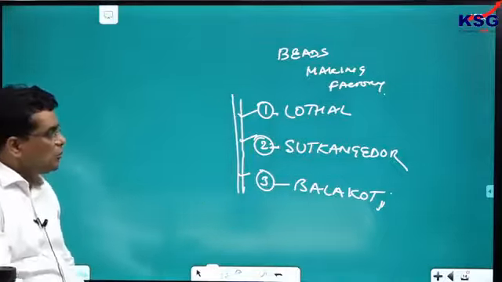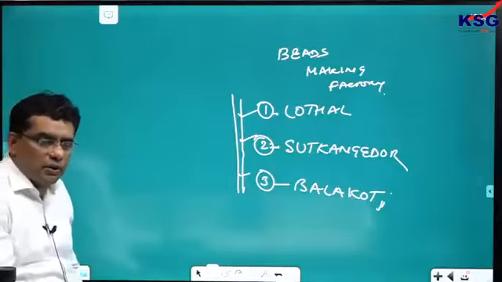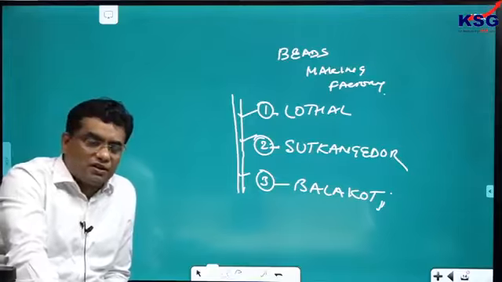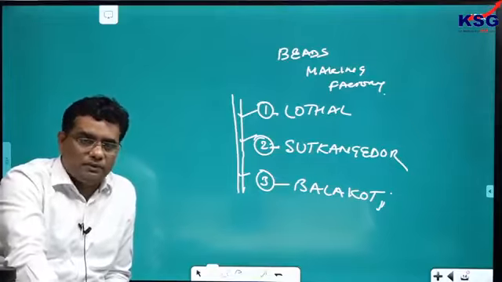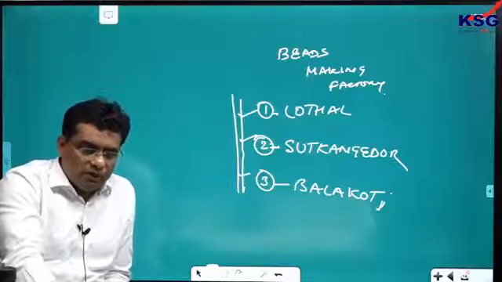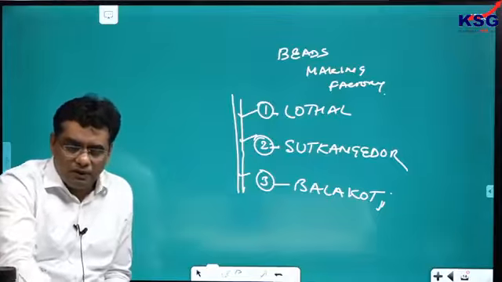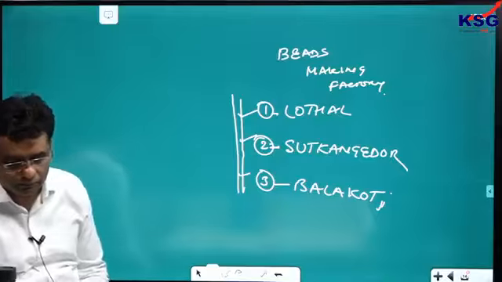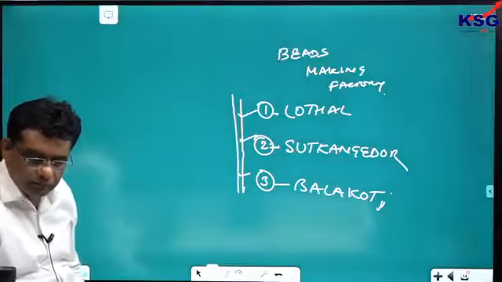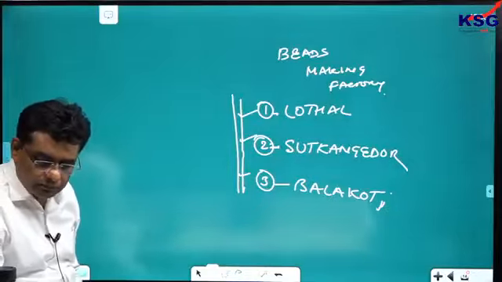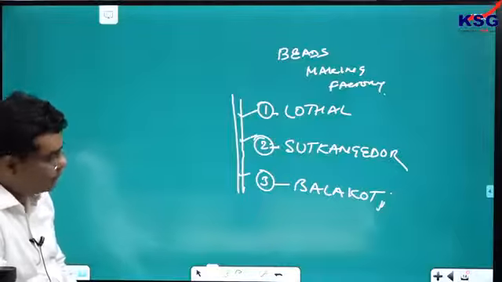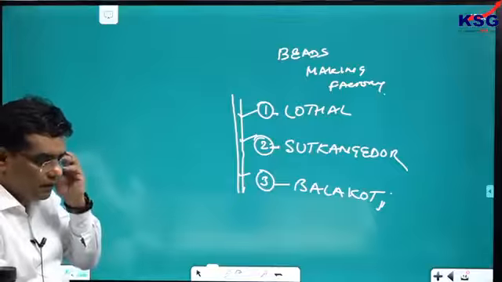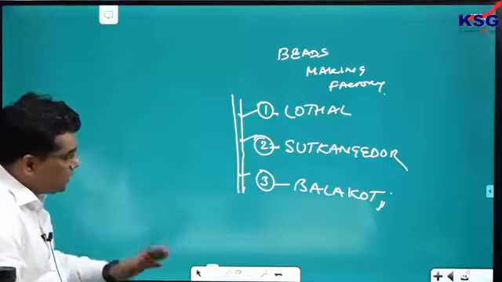And beads were exported to Mesopotamia. Mesopotamians were mad for the Harappan beads. So this is considered the best fashionable thing that they got. So Lothal, Sutkagendor and Balakot, beads making factory. So these are the things related to the stone craft.